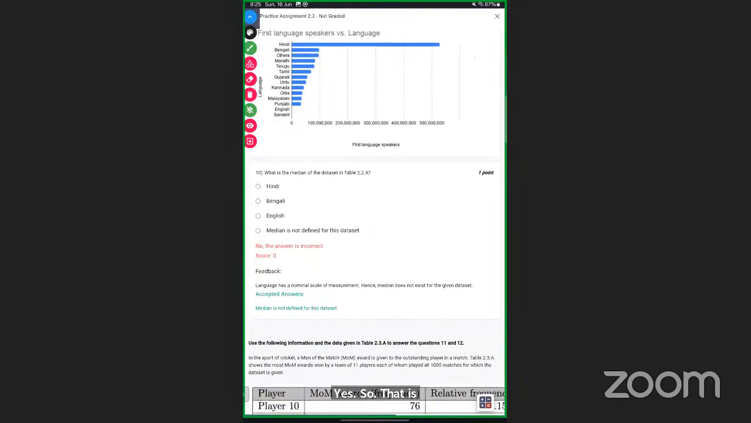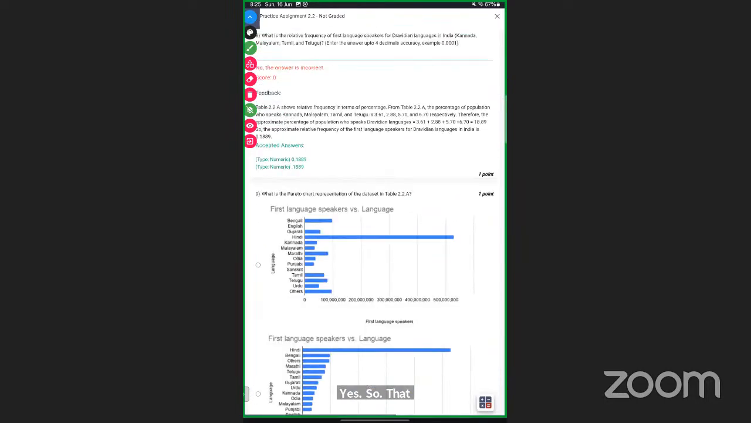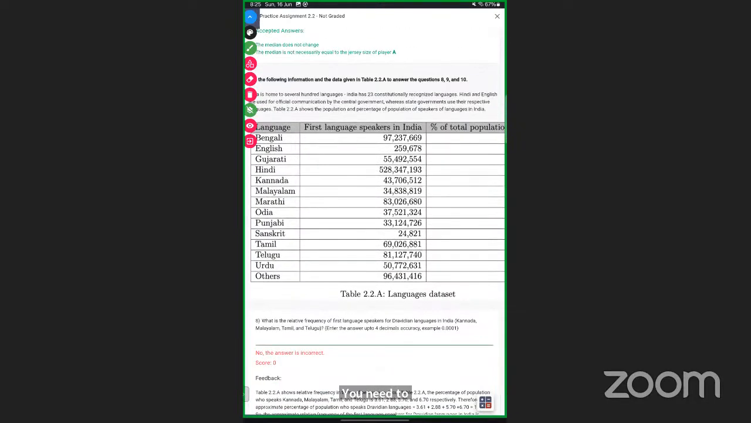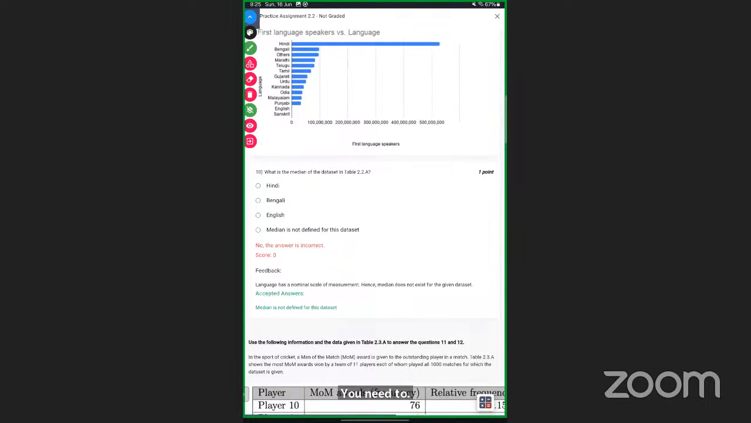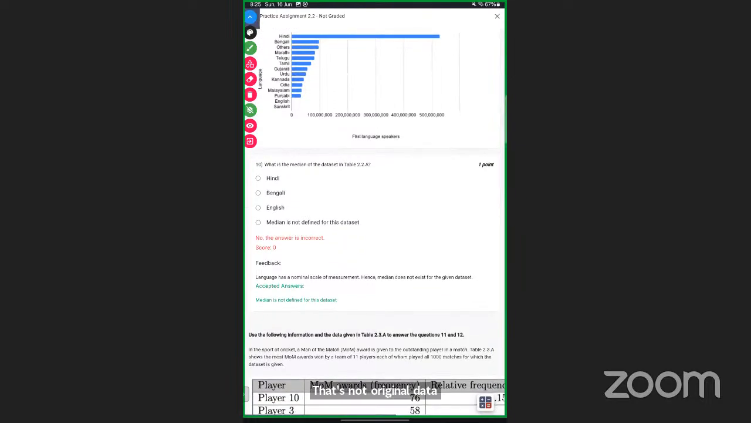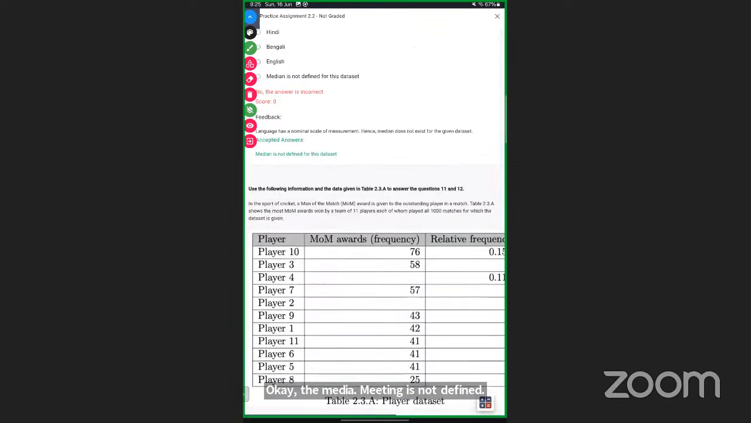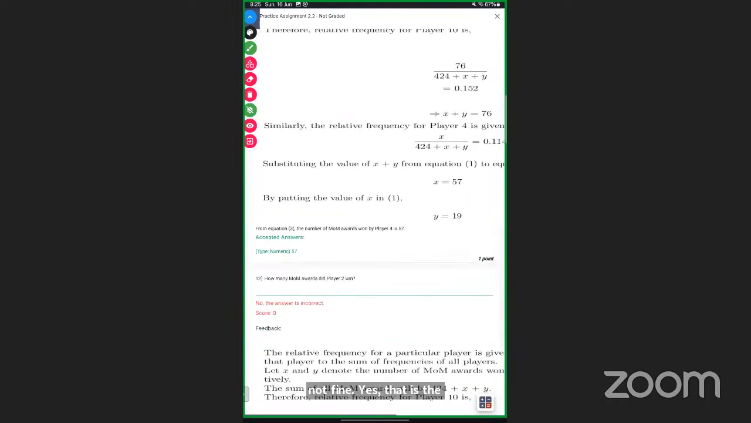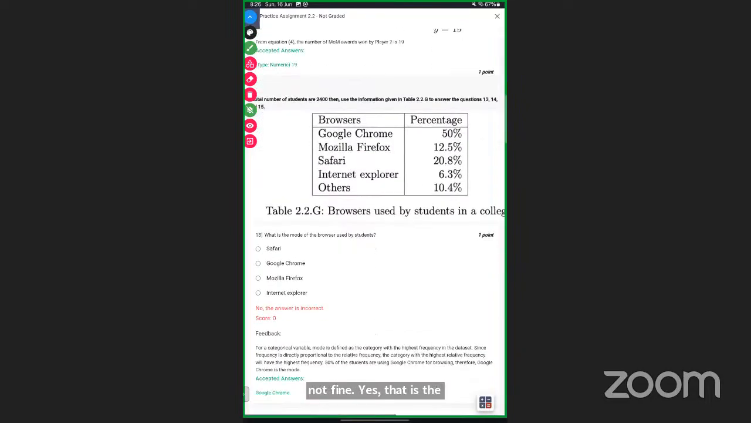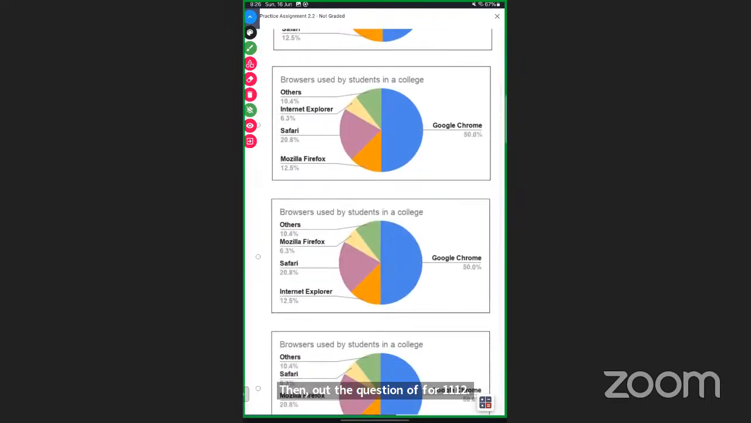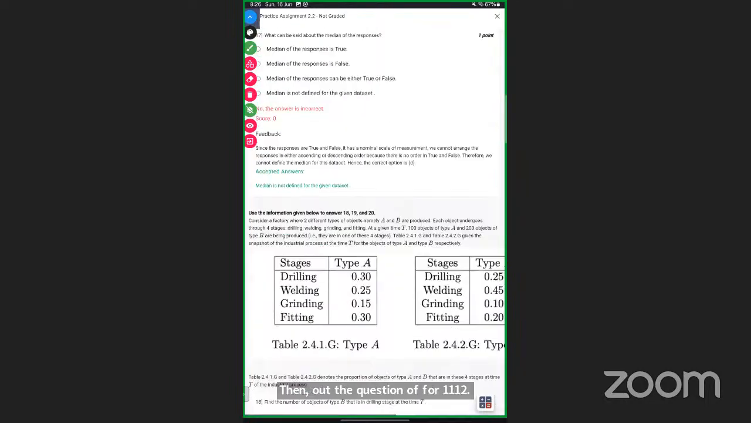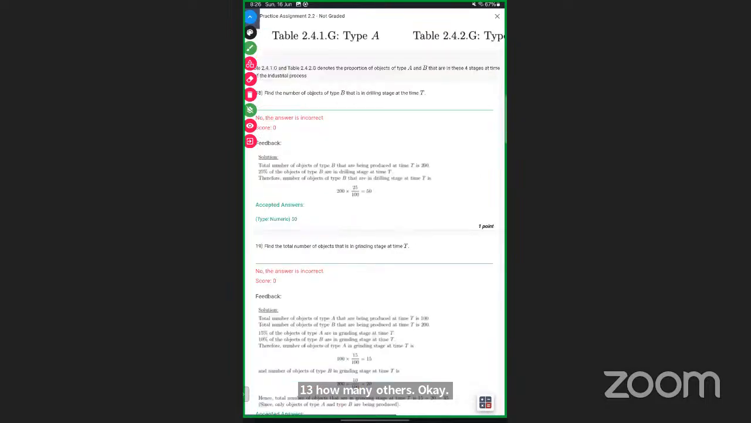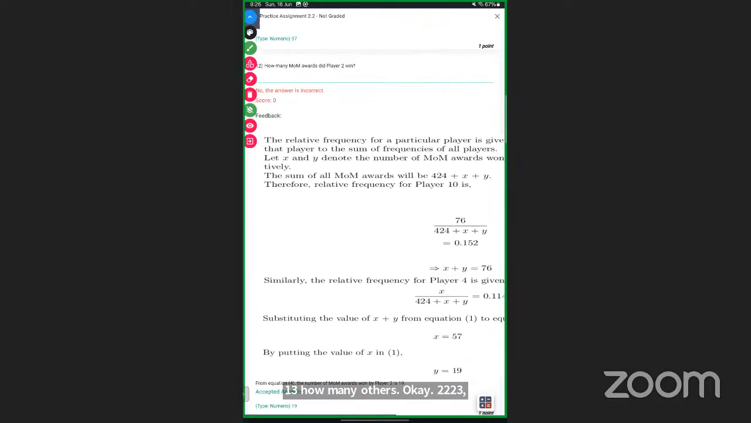What is the median of the data set? Okay, median, you can find it. This is not ordinal data. What is the median? Median is not defined. Yeah, median is not defined. Then, doubts in question numbers 11, 12, 13, 15, 22, 23, 24. Okay, so doubts in 11, 12.